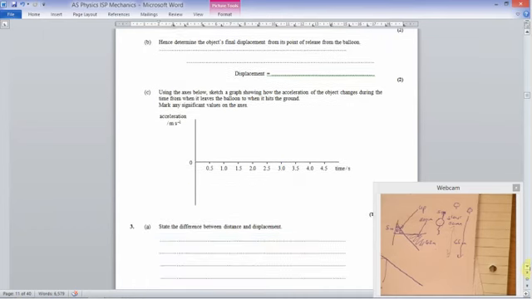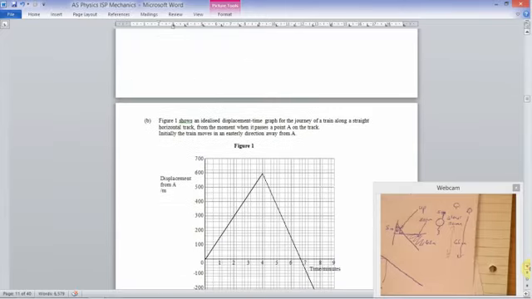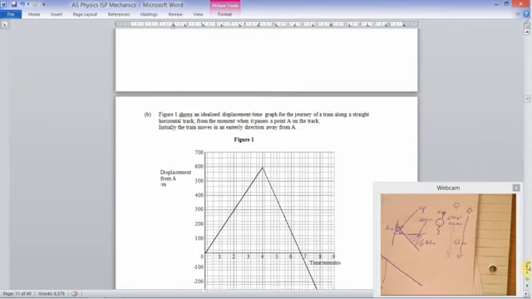Okay, 3a, state the difference between distance and displacement. Distance just has magnitude, displacement also includes direction. So distance is a scalar, displacement is a vector. Distance is magnitude, while displacement has magnitude and direction.